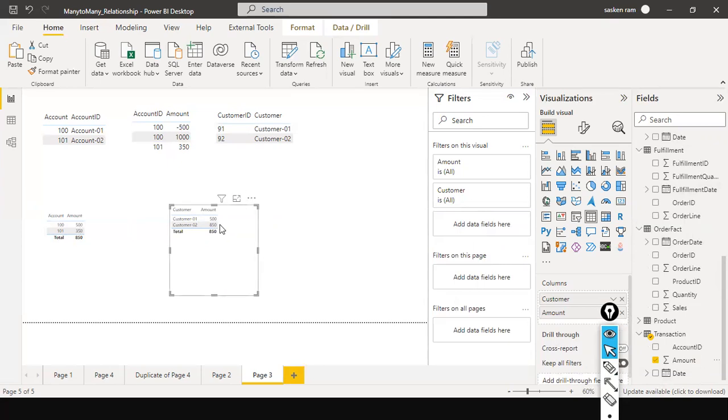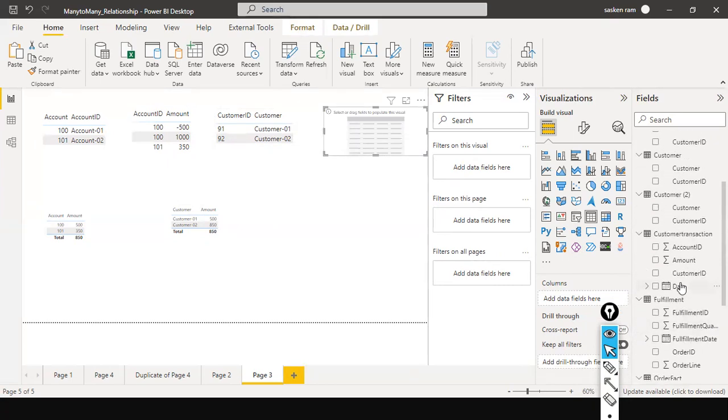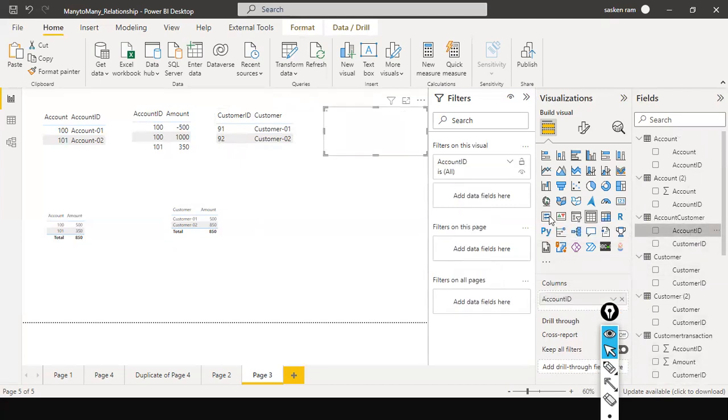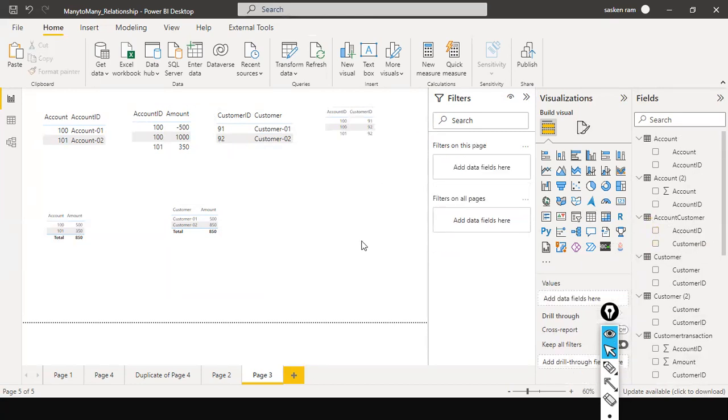The customer 2, his ID is 92. Okay, we will have to use the other table, the customer account table. Account customer. Here, the account ID and then the customer ID. Now, if you see here, customer 1 is having 500 balance. That is what it says.